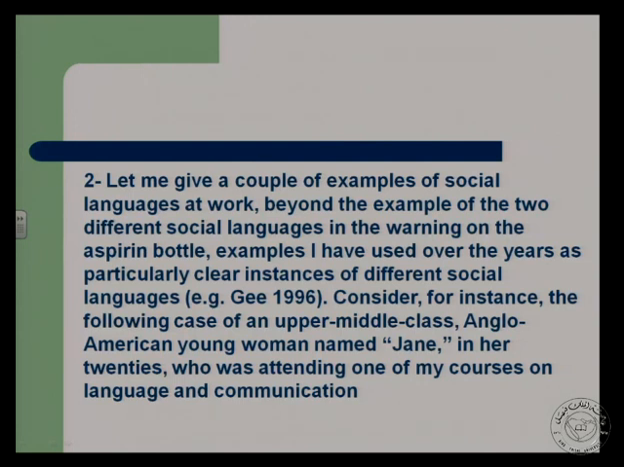Consider the following case of an upper middle class Anglo-American young woman called Jane. This example is very important to explain practically what we have taken theoretically. Jane is a girl who belongs to the upper middle class. She is American, a young woman in her 20s, who was attending one of the author's courses on language and communication.